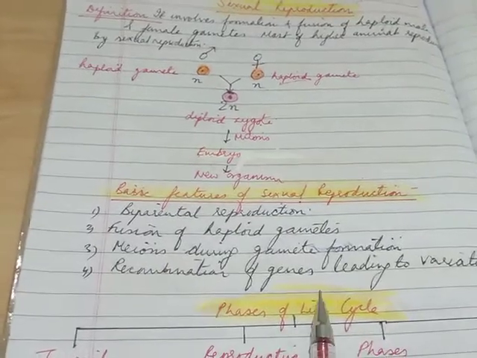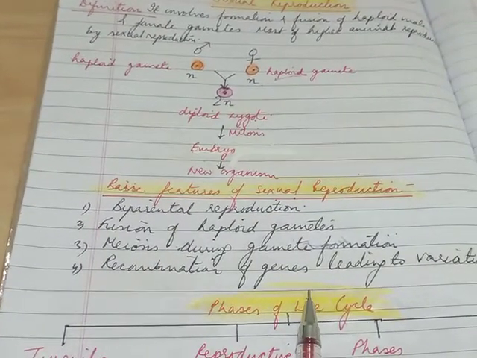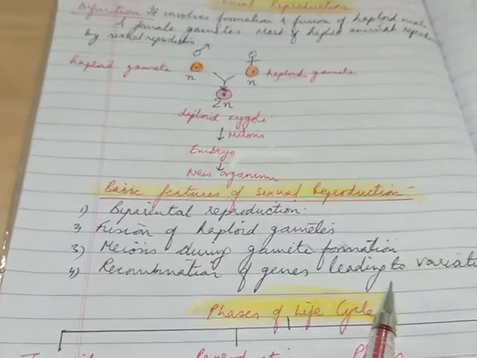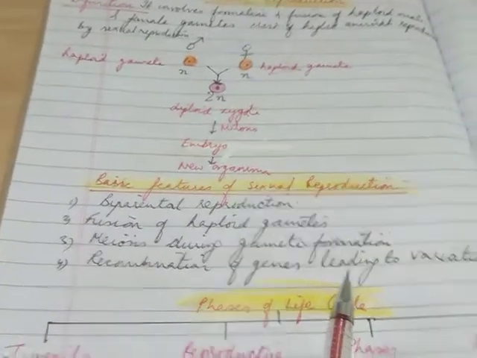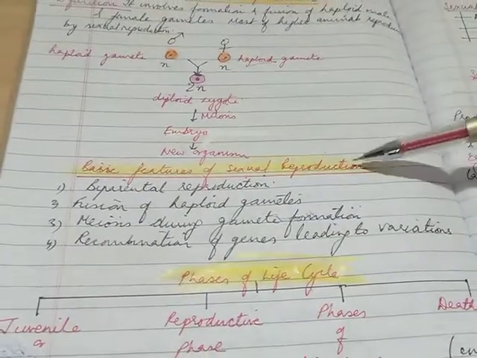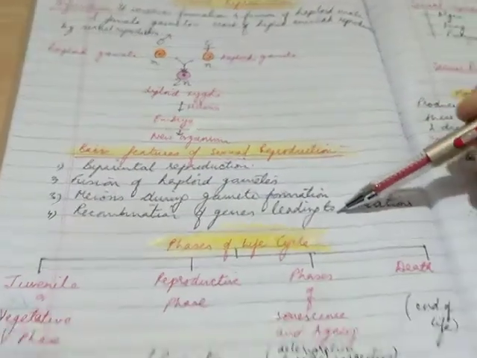And that is why we say, children, offsprings are genetically different from the parents and from each other also because of recombination of genes. So these are the basic 4 characteristics of sexual reproduction.